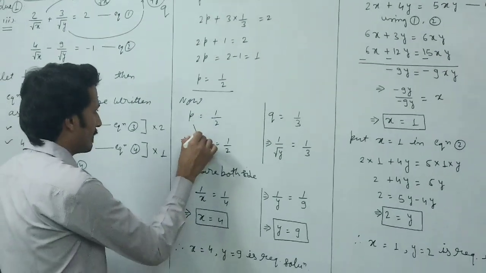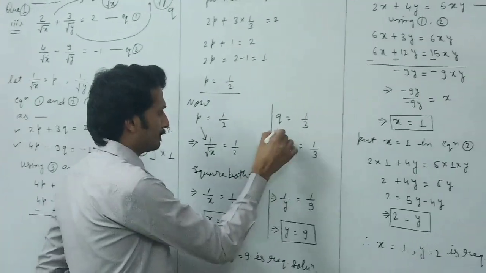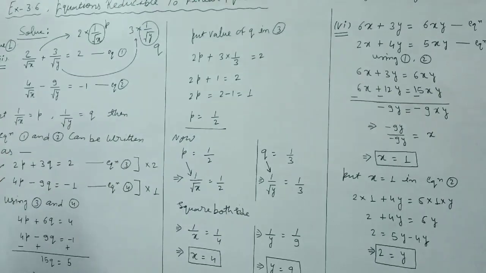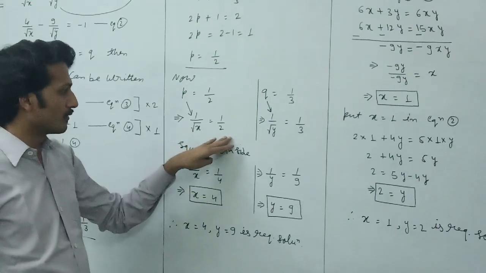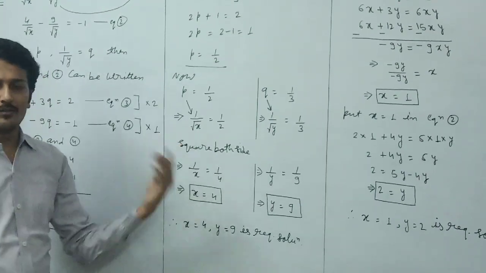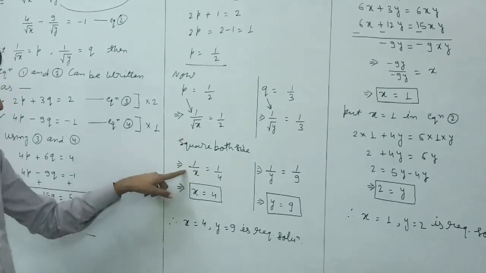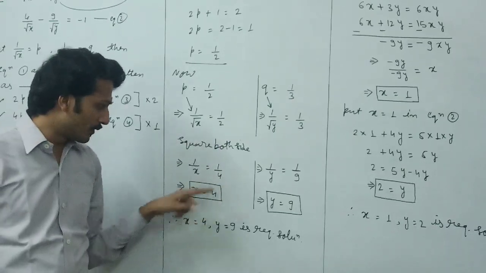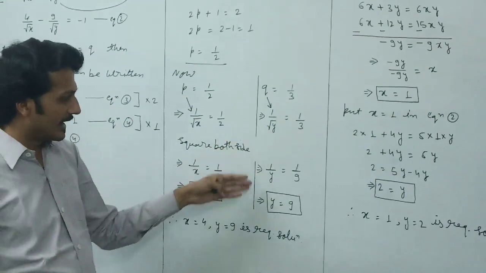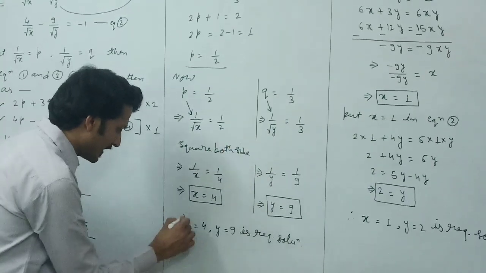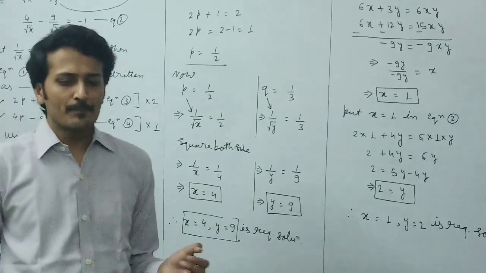So p can be replaced by 1 upon root x, because we assumed p equals 1 upon root x, and q can be replaced by 1 upon root y, because we assumed q equals 1 upon root y. So we got 1 upon root x equals 1 upon 2. Now to solve the under root term, we square both sides. Then we have 1 upon x, and the square of 1 upon 2 is 1 upon 4. By cross multiplying we get x equals 4. In the same way, we will get y equals 9. So x equals 4 and y equals 9 is the required solution of the equations.